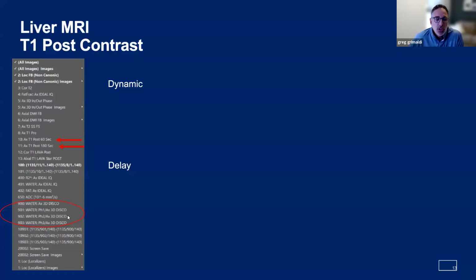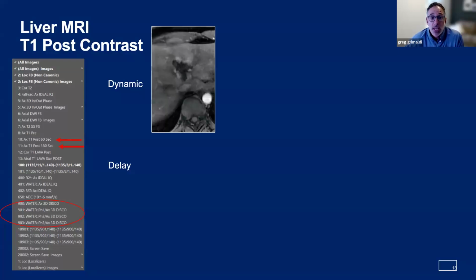Now at GE, they use the term DISCO for a high temporal resolution image. So its spatial resolution isn't great, but it has high temporal resolution. So in the first 2 or 3 of these DISCO sequences, it shows us early dynamic enhancement of the liver on the order of the first 5 to 10 seconds.